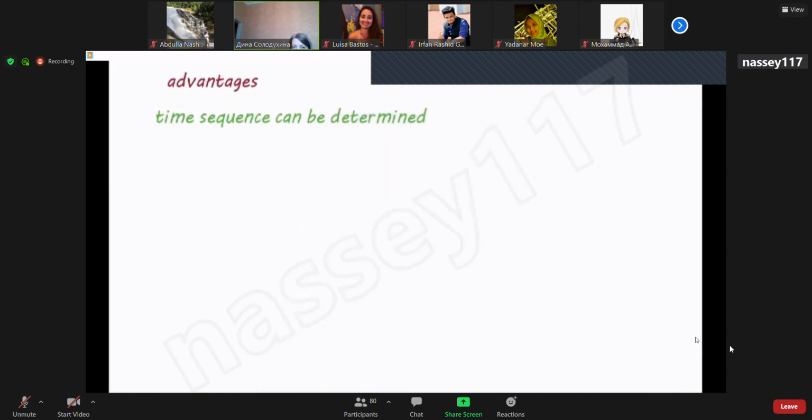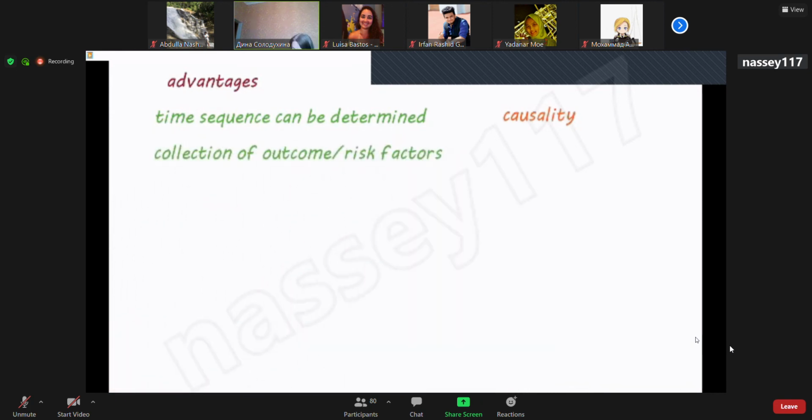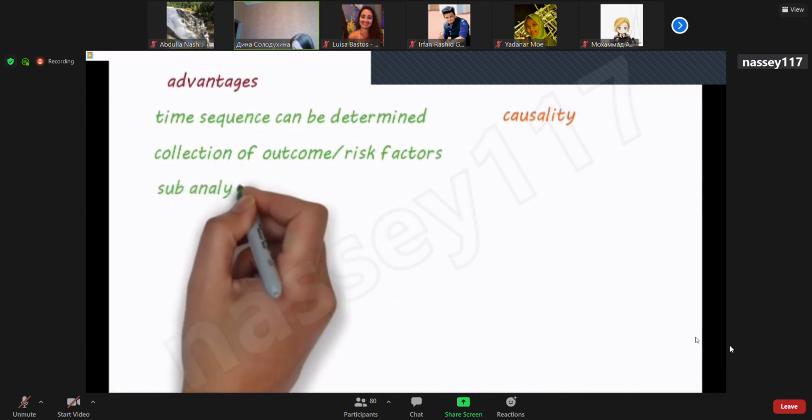This is useful when trying to determine what caused a disease. Another advantage is that information about several different outcomes and risk factors can be collected at the same time. This allows for sub-analysis to be conducted on the data.